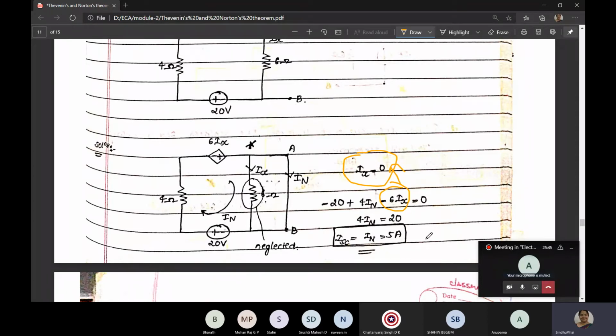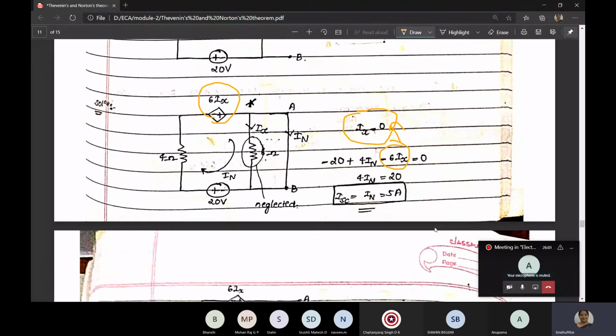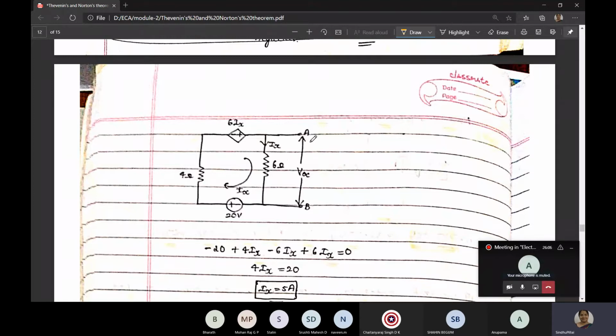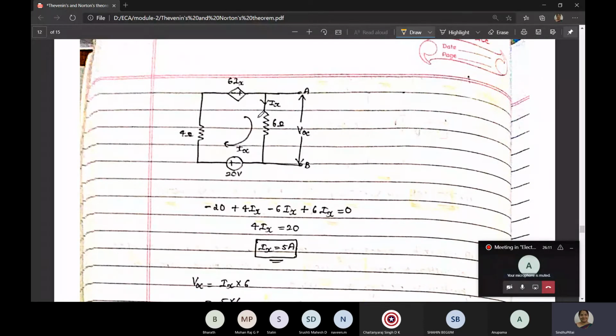Only this much will not do, because since we have a dependent source here, we can't open or short circuit the terminal. For that, you have to find the open circuit voltage also. We have to do both. Now we have done Norton's short circuit current. Next we have to find the open circuit voltage, VOC, across the terminal AB. The voltage here is the current in this 6 ohm branch multiplied by the resistance 6, so first we'll find the current.